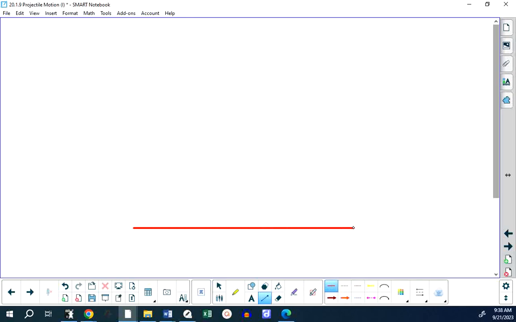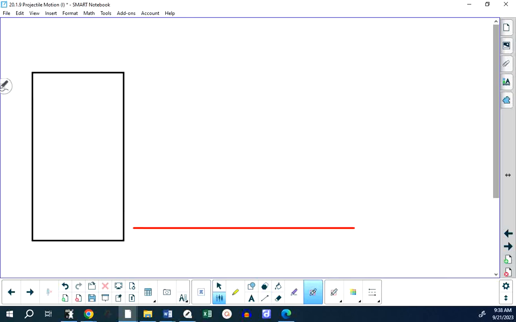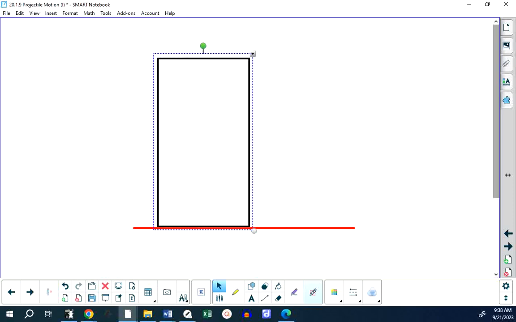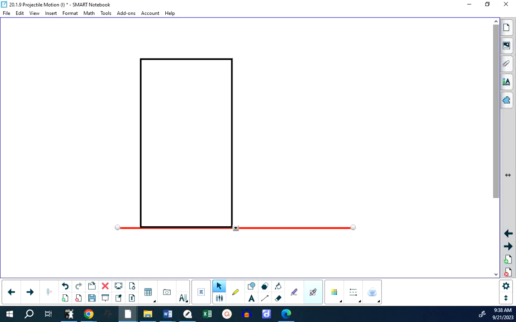It doesn't matter what the height is. We have some countertop or it could be a building, I don't care. And what we're going to do is we're going to end up releasing two objects simultaneously. And maybe in order for you to see this a little bit better, I'll draw it this way.